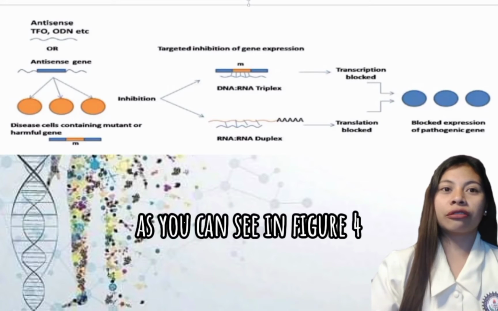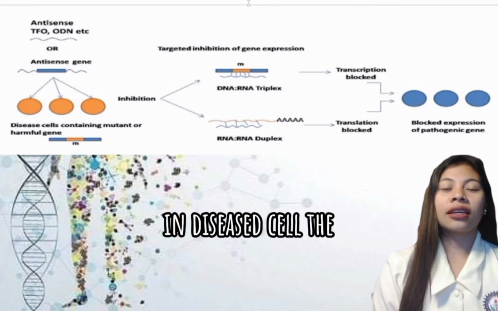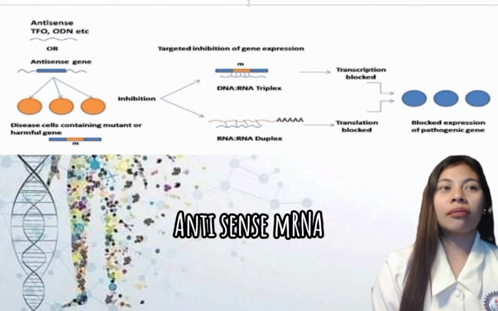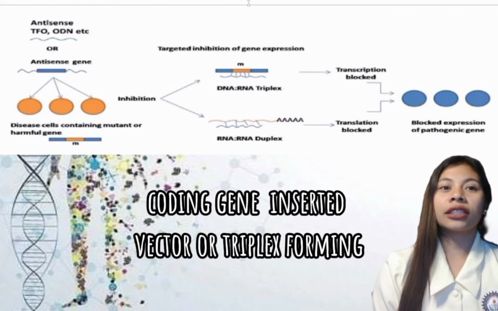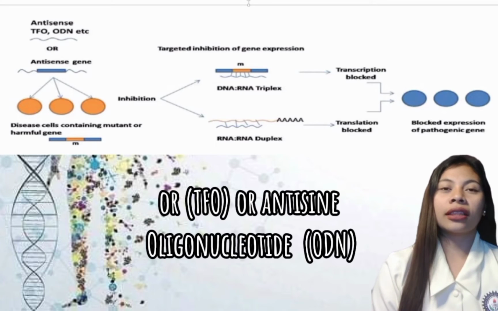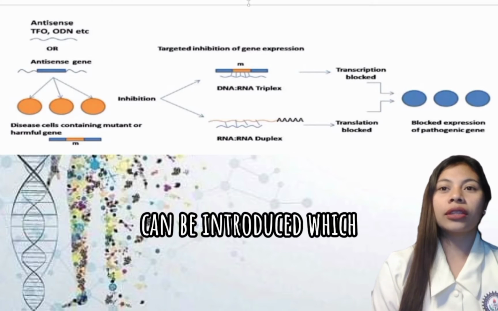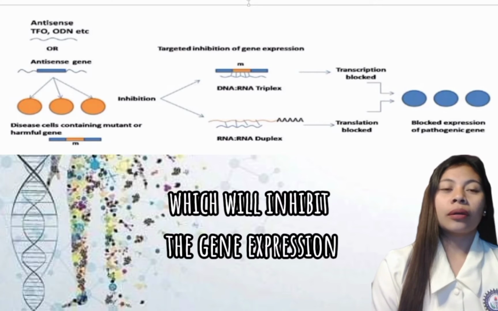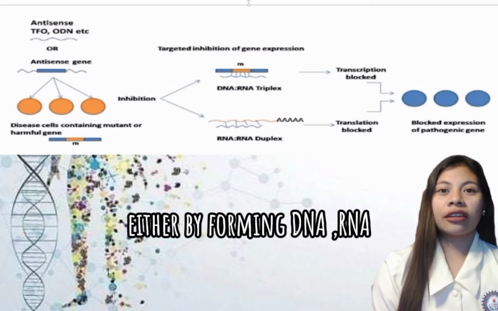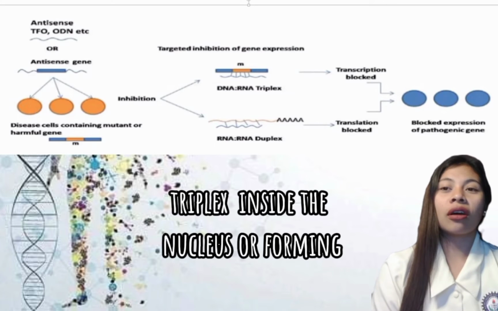As you can see in figure 4, to inhibit the target gene expression in a disease cell, the antisense mRNA coding gene inserted vector, or triplex forming oligonucleotides or TFO, or antisense oligonucleotides can be introduced, which will inhibit the gene expression either by forming DNA or RNA triplex inside the nucleus or forming.